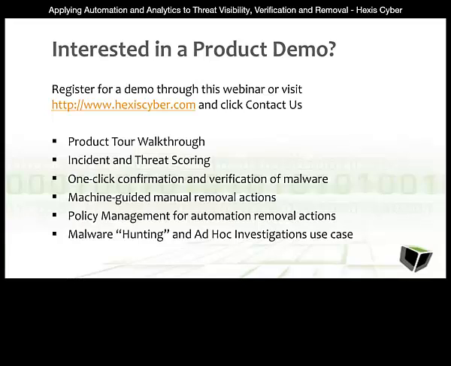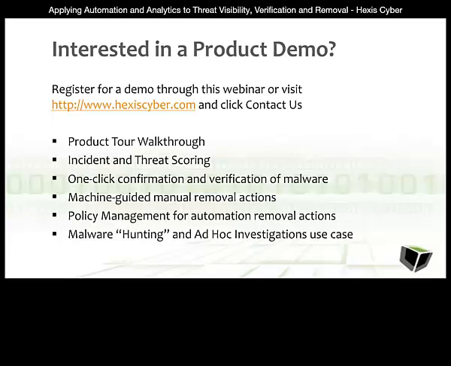We'll talk about all the incident and threat scoring. We'll show you how easy it is to do one click to confirm and verify malware. Our goal for automation is to give you triple confirmation so you're confident. We'll show you how to do machine-guided actions in one click. We'll show you how you can set up policy management to do automated removal.